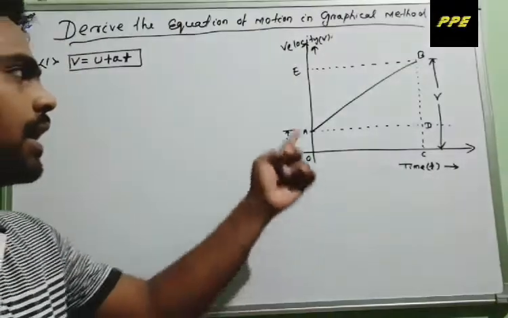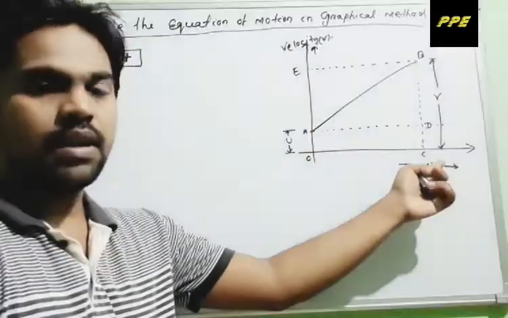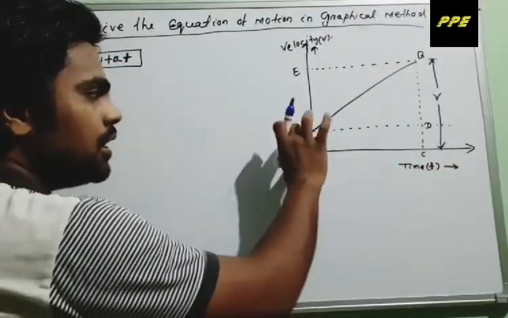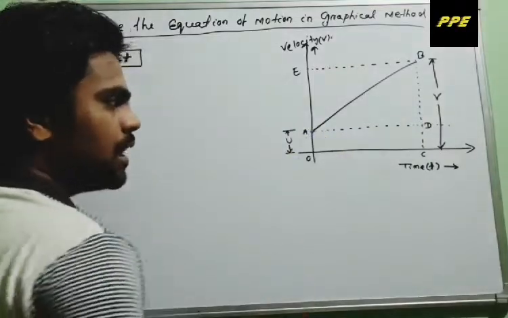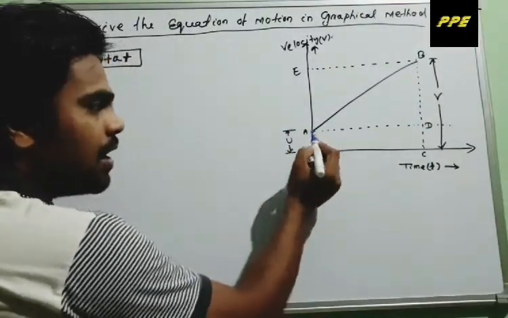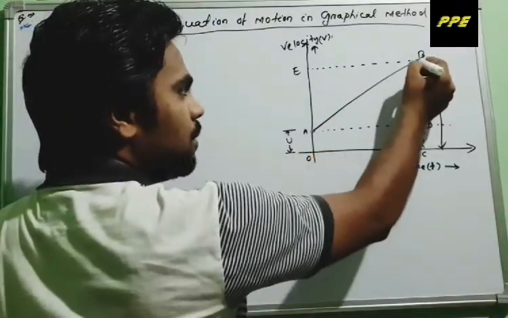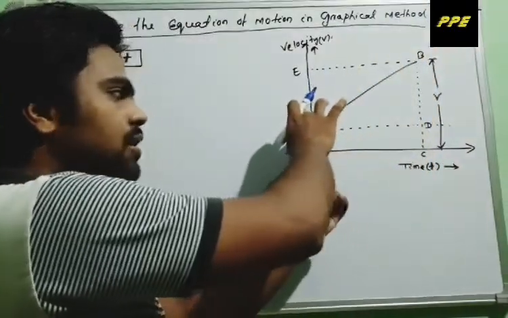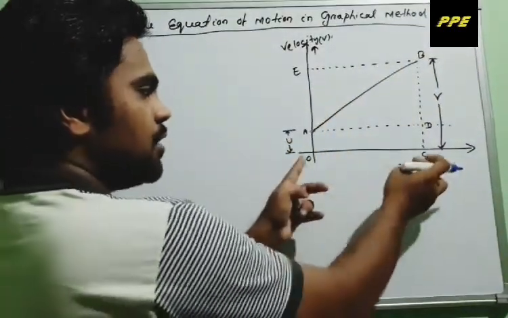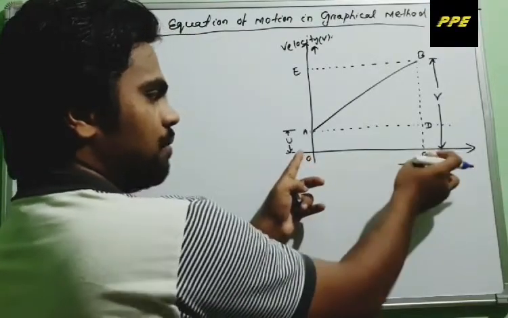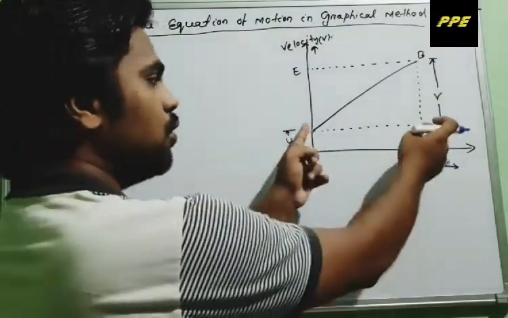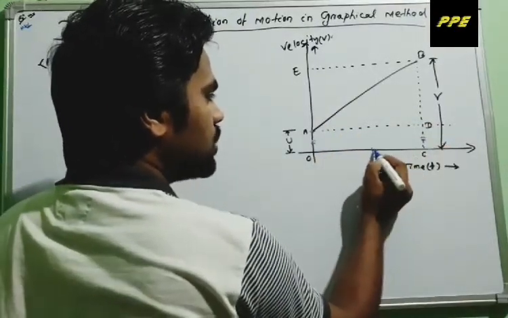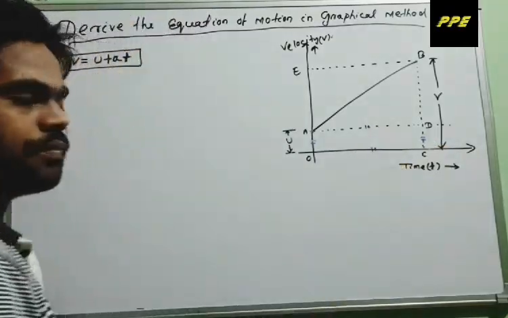So just see, I'll take a graph between velocity versus time, where U is the initial velocity, starting from A, and after time t the final velocity is V, that is B to C is the final velocity, O to A is the initial velocity. The time taken is O to C, which is equal to AD. That means OA is equal to CD and OC is equal to AD. Clear or not in this graph?